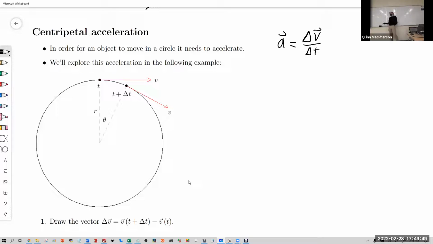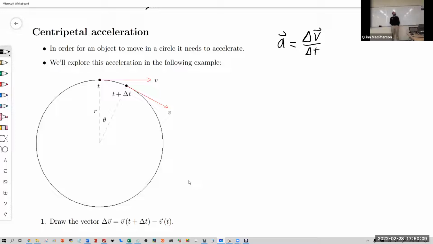Another way to change your velocity is to change the direction. You keep your speed the same and change your direction. You are still changing your velocity. You're not changing your speed. You are changing your velocity because velocity is both the direction and the speed.